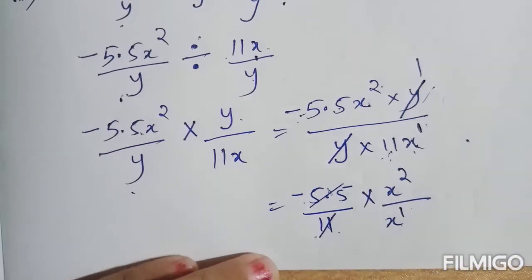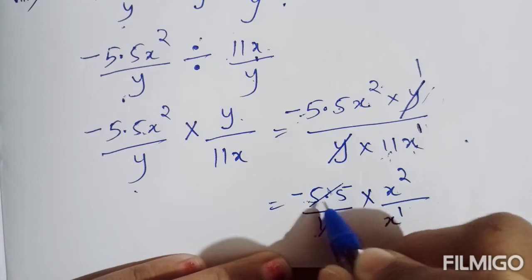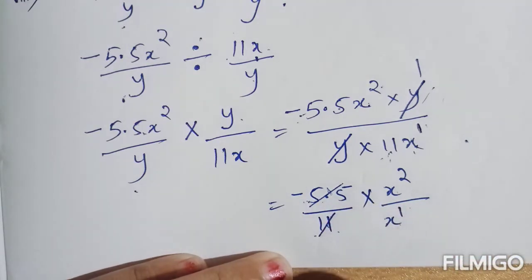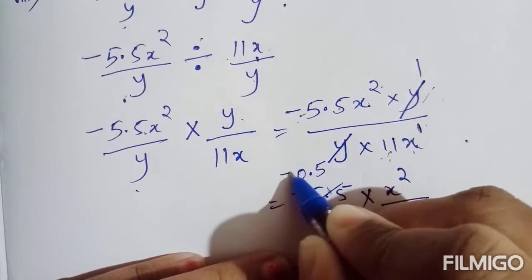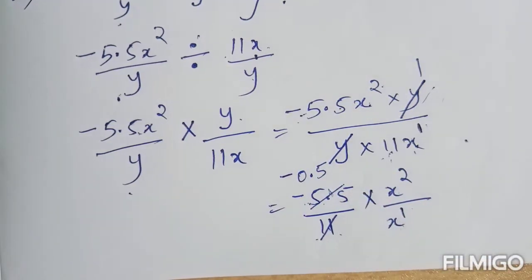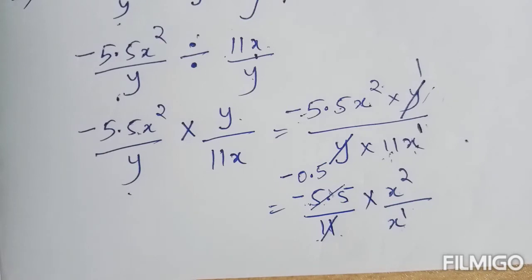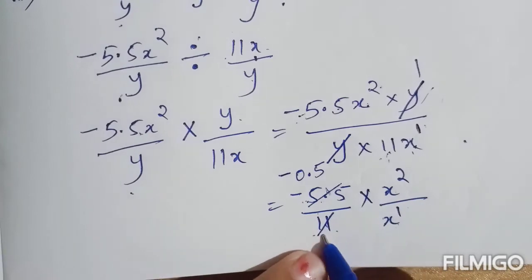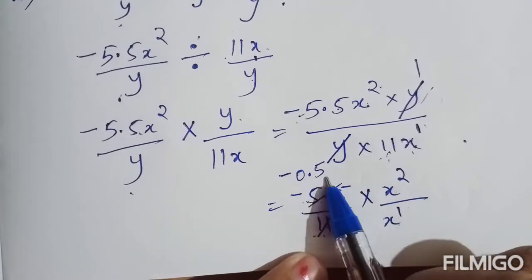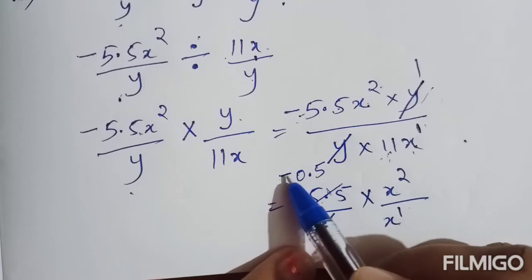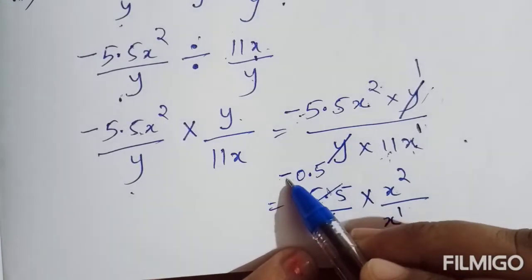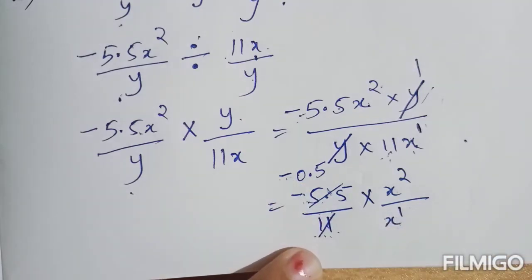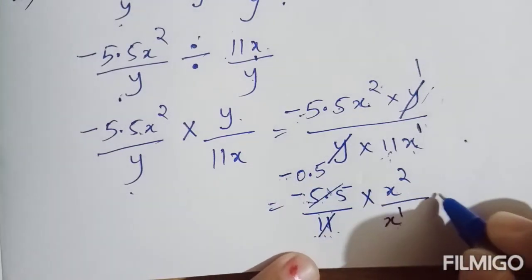So on dividing minus 5.5 by 11, you will get 0.5. Minus 0.5 it is. Minus 5.5, negative divided by positive, it is negative. So 5.5 on dividing by 11, you will get 0.5. And the negative sign you have to put along with that, because a negative number divided by a positive number, the result is a negative number. That's why, minus 0.5.